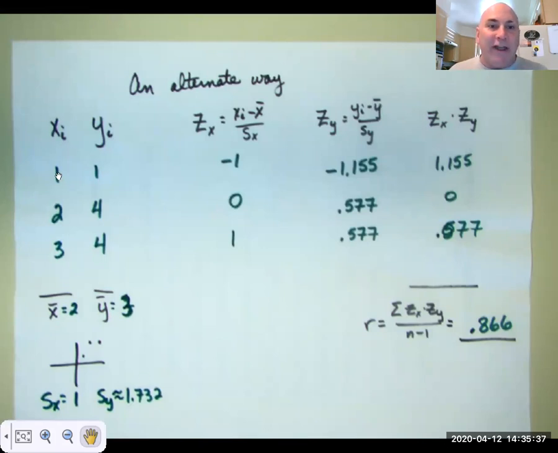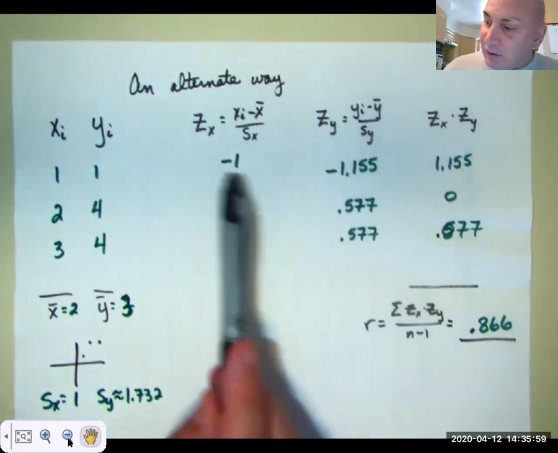So I take 1 minus the mean, 1 minus 2 is negative 1, divided by s sub x. See, I don't think you can see the mouse on my screen, so let's try this again.